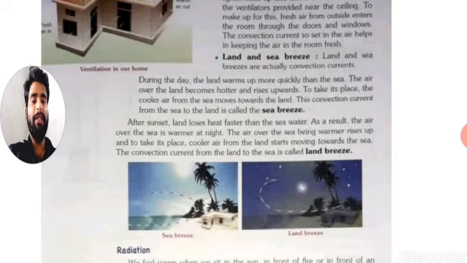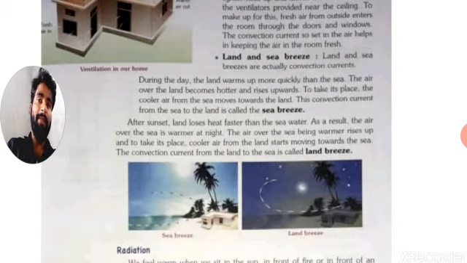Land and sea breeze are actually convection currents. During the day, what happens? Land warms up faster than the sea. In daytime, land warms up faster than the sea, so the air moves from the sea to the land.